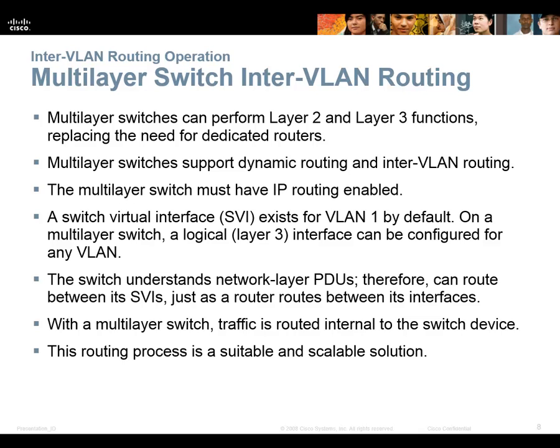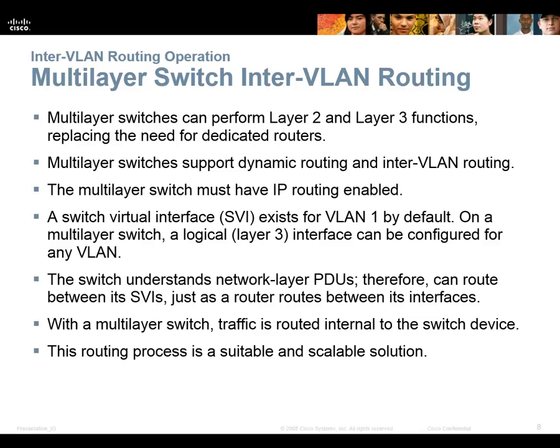Multi-layer switches can perform layer 2 and 3 functions, replacing the need for dedicated routers. In our earlier example with router on a stick, you're still actually using a router to do the routing. But now what we're talking about is that with these multi-layer switches, they support routing themselves and inter-VLAN routing. So the switch itself can act as a router. The multi-layer switch must have IP routing enabled for this to work.